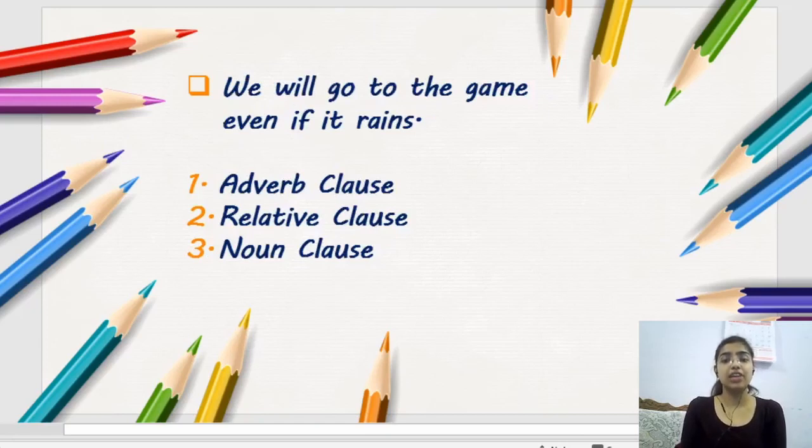We will go to the game even if it rains. Which clause is this? Adverb clause, relative clause, or noun clause? Think. This is an adverbial clause. Why? Because here we have a condition. Although we are not considering that condition, we are saying we will go to the game even if it rains. The word if helps us recognize which clause it is. Even if it rains, we are not considering whether it is going to rain or not, but we will go to the game. So it's an adverbial clause of condition.